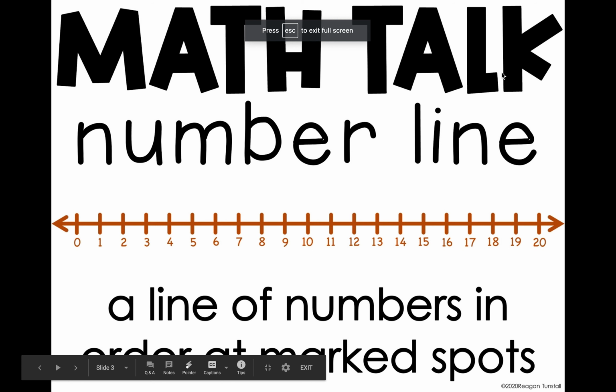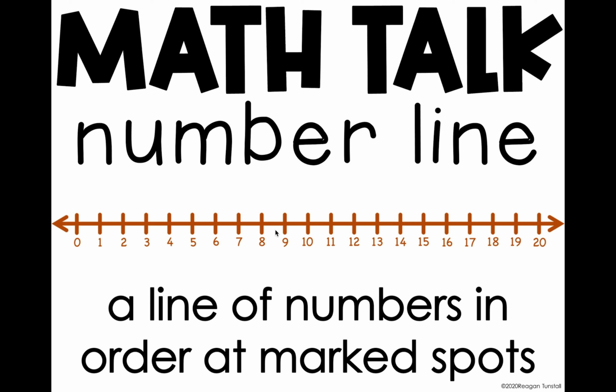All right, so a number line is a line of numbers in order at marked spots. We've probably seen these on our name tags before, in our teacher's room, so we're very familiar with that. And of course, it goes from zero and it can go all the way to the biggest number you can think of. Normally we just have 0 through 20 in second grade on our number lines. And of course it goes up by ones.